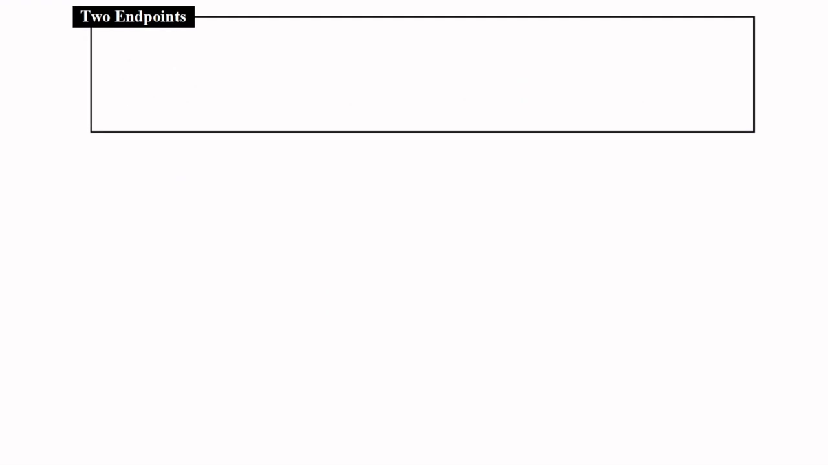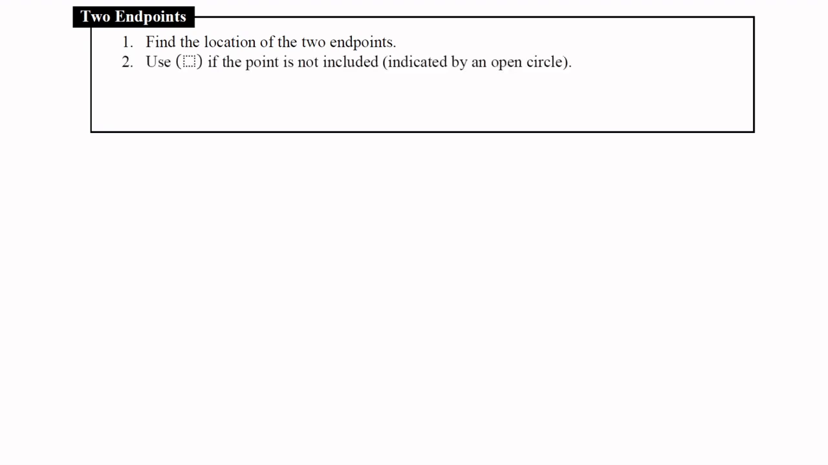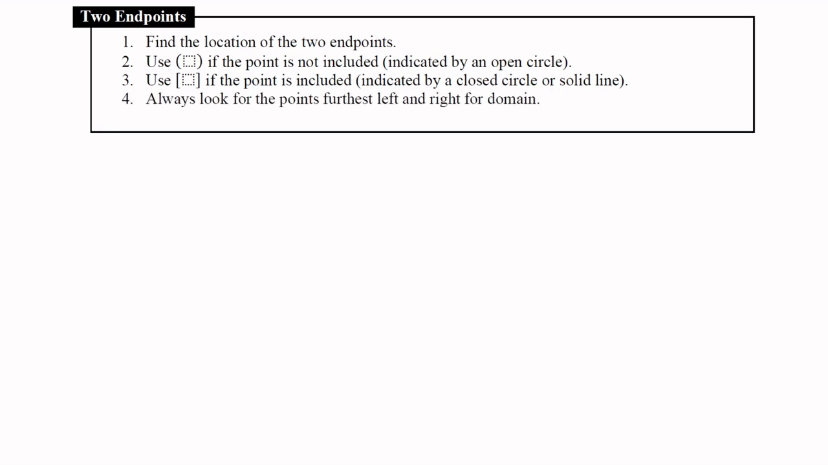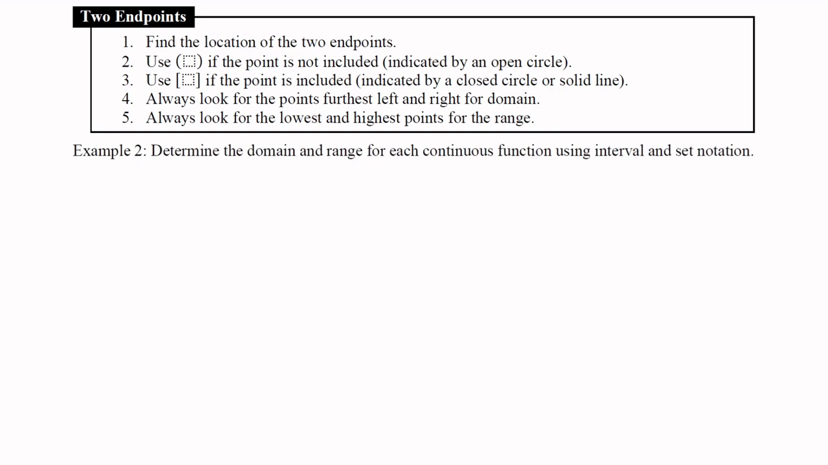So let's talk about the different situations that you will have when looking at a continuous function. So the first one is two endpoints. First, you're going to find the location of the two endpoints. You're going to use parentheses if the point is not included, indicating by an open circle. You're going to use brackets if the point is included, which is indicated by a closed circle or a solid line. Always look for the points furthest left and right for the domain. Always look for the lowest and highest points for the range. So let's do an example of this.